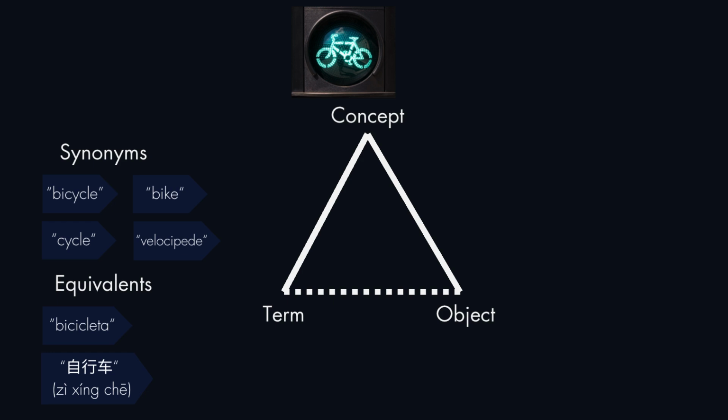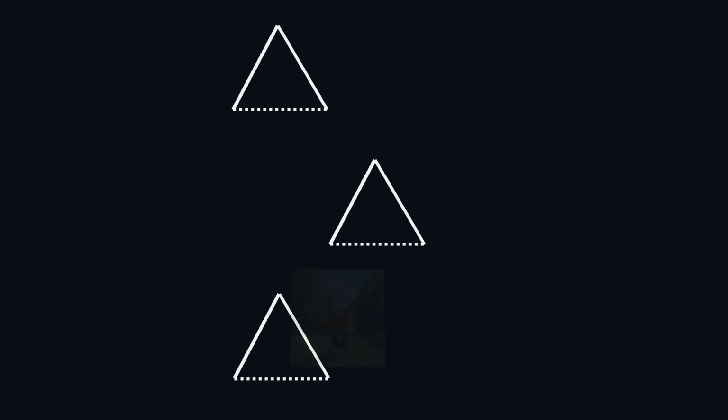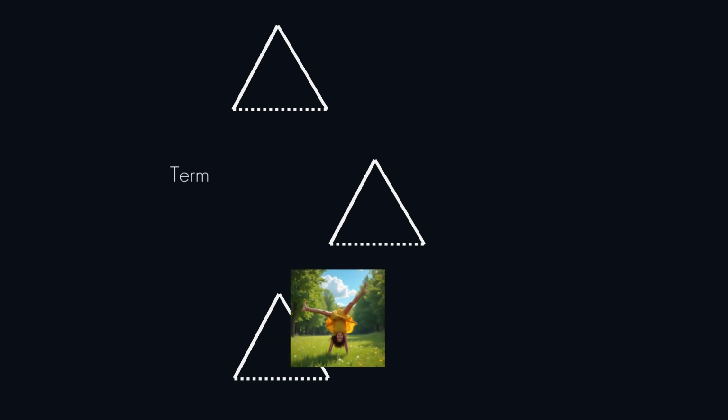However, full synonymy is rare. Often we deal with near synonyms. For example, bicycle and velocipede both refer to the same concept, but velocipede is outdated and formal, so they are not fully interchangeable. A single term that represents multiple concepts is called a homonym.